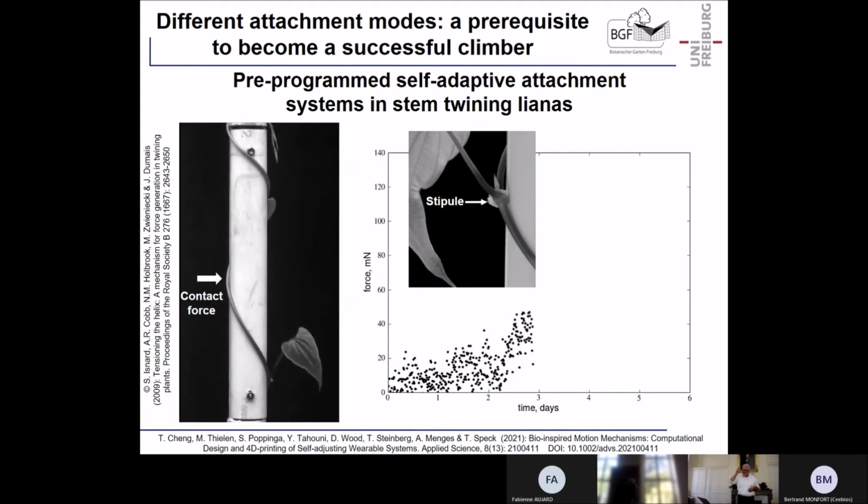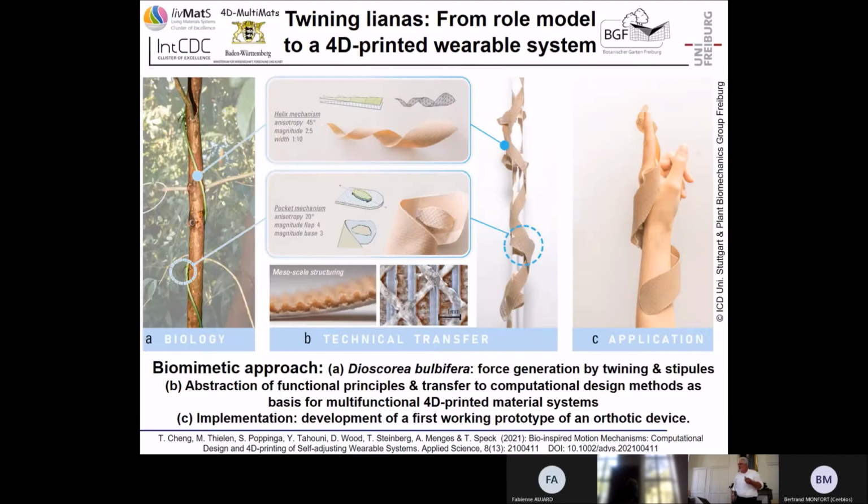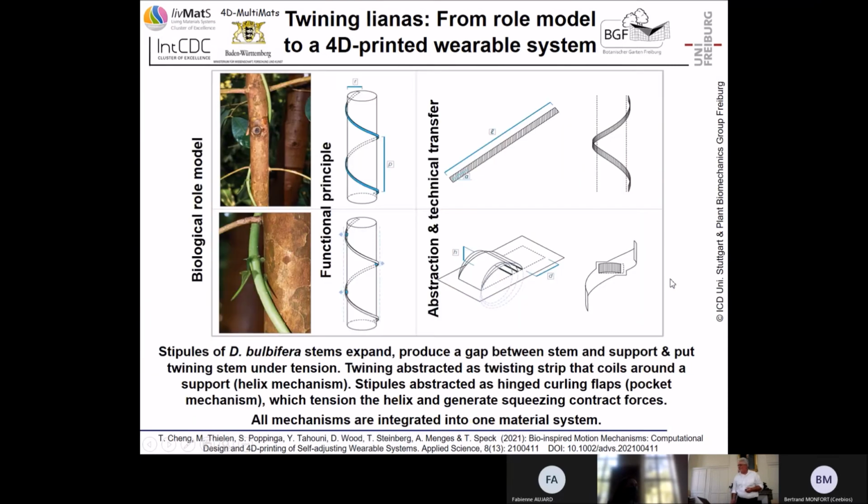And this we took as inspiration, made some additional tests, and then together with our colleagues from Stuttgart, from the Institute of Computational Design, we developed this kind of orthotic device, which I will show you now. So the idea is force generation by twining stipules. Then we have to abstract the principle, to transfer it to computational design methods as a basis for 4D printed material systems. And then we make an implementation, we build the first prototype of this orthotic device.